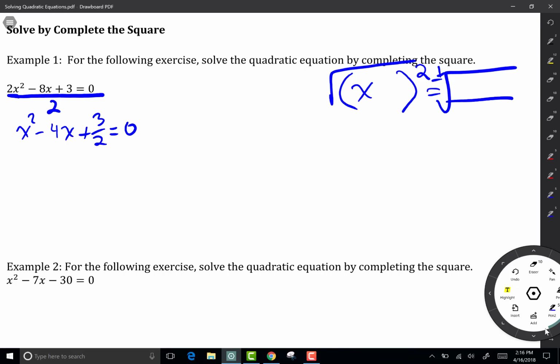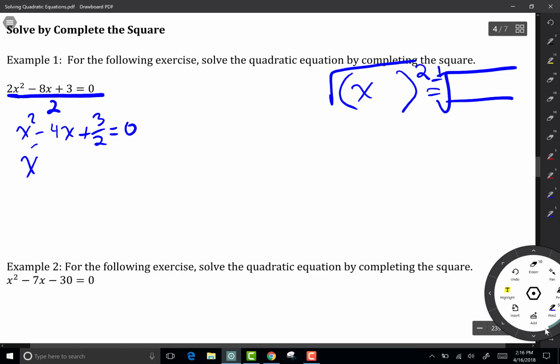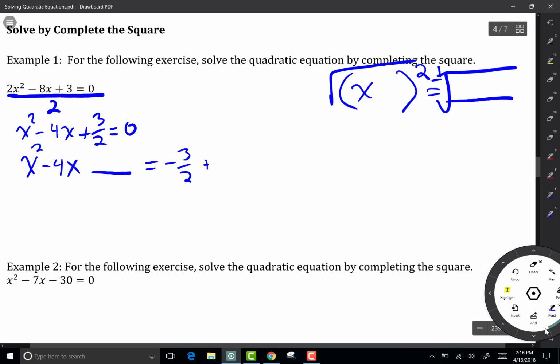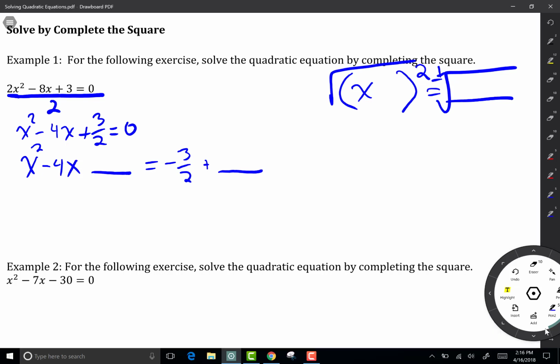The next step to using complete the square to solve a quadratic is to then make sure your constant is on the right-hand side. I am going to subtract 3/2 from both sides, but while doing so, I'm also going to leave a blank here because I'm going to add something in. And whatever I add in on this side, I also have to add in on this side to keep my equation balanced.